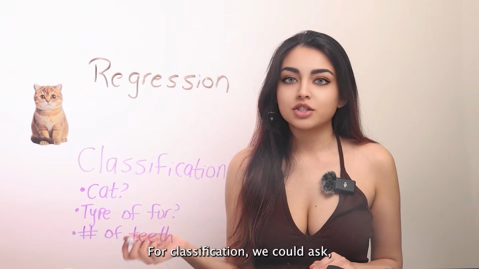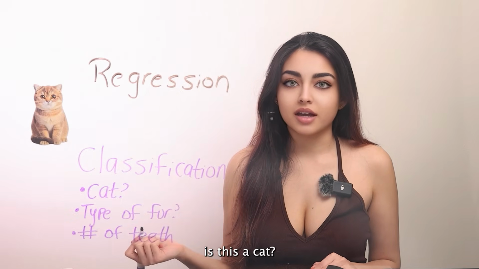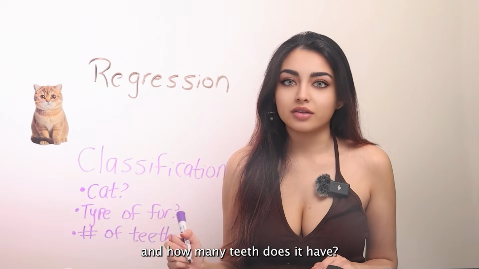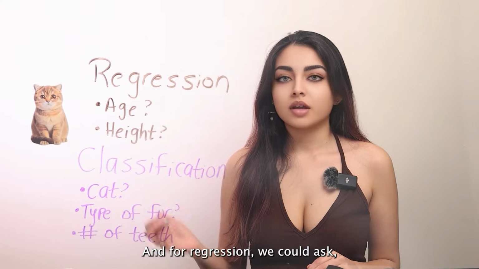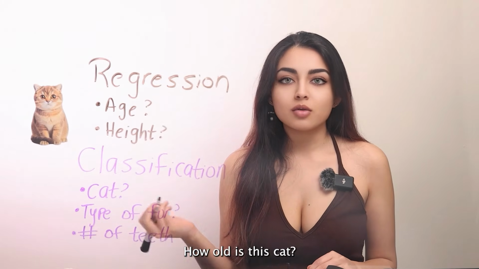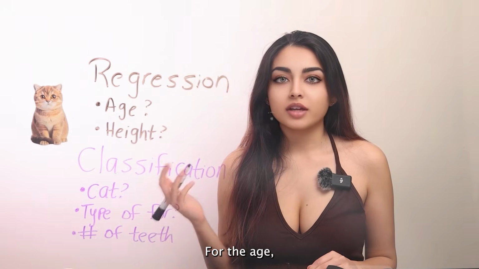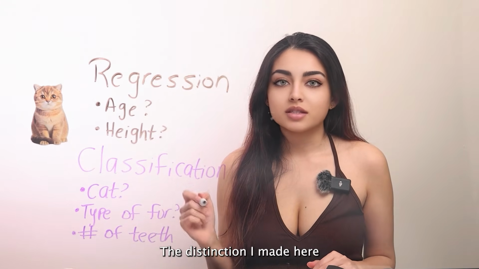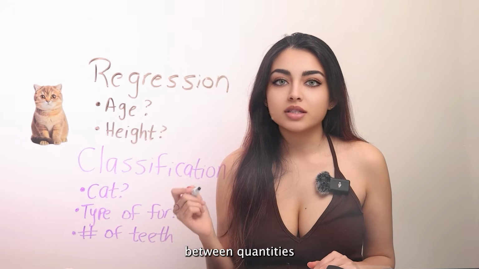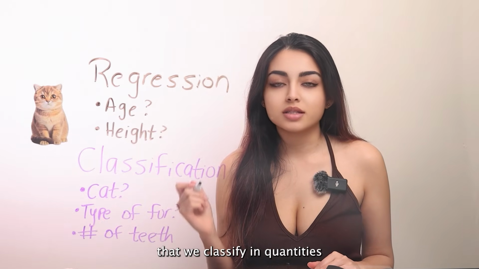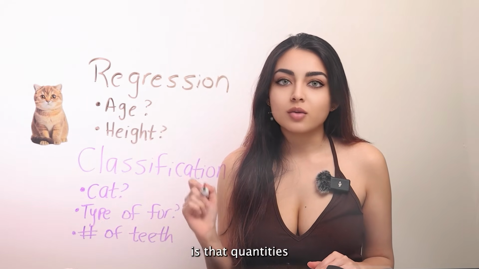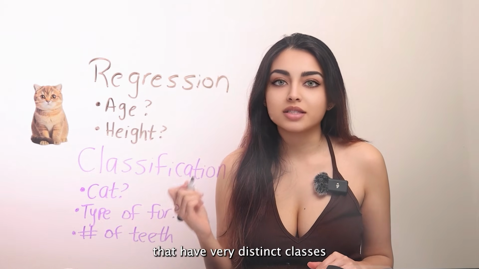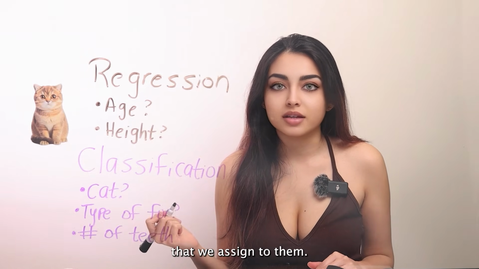For classification, we could ask, is this a cat? What kind of fur does it have? And how many teeth does it have? And for regression, we could ask, how old is this cat? For the age, we can look at how tall the cat is and so on. The distinction I made here between quantities that we classify and quantities that we regress is that quantities that we classify are quantities that have very distinct classes that we assign to them.